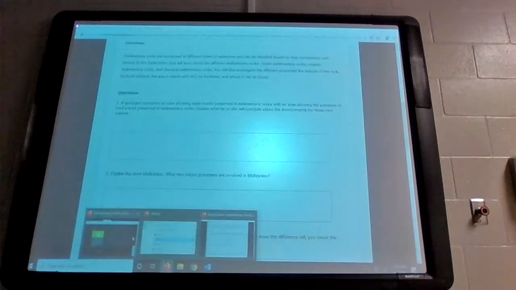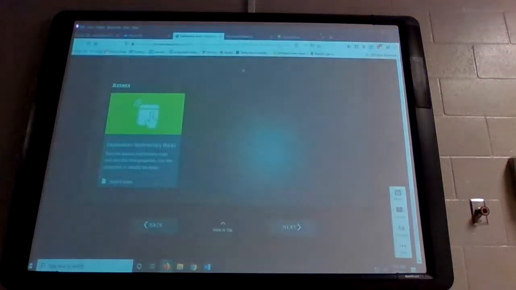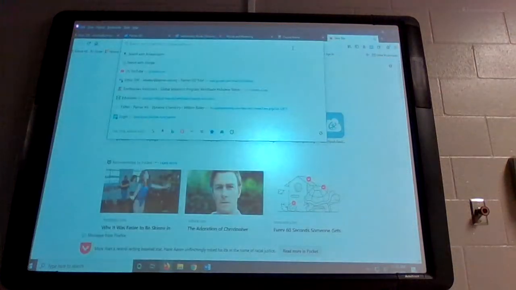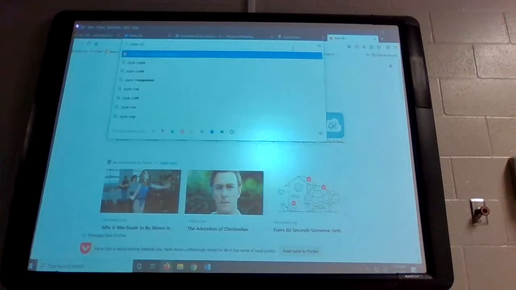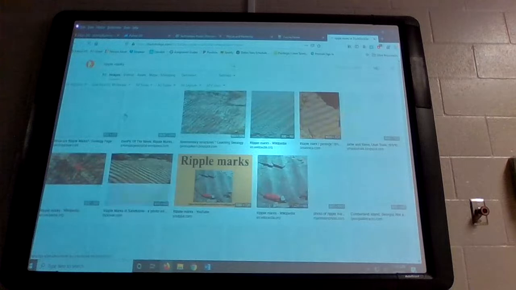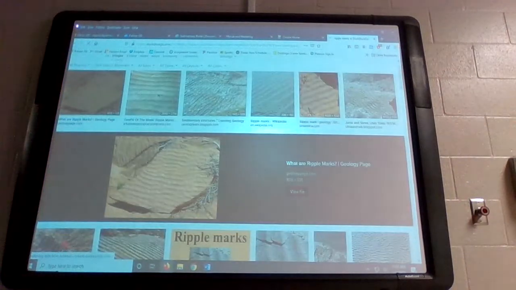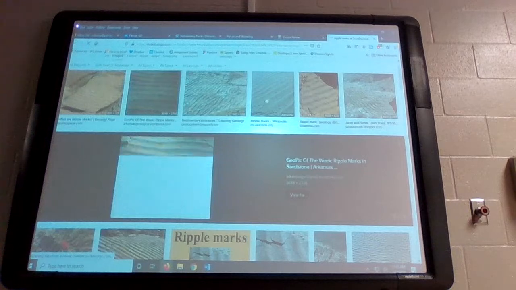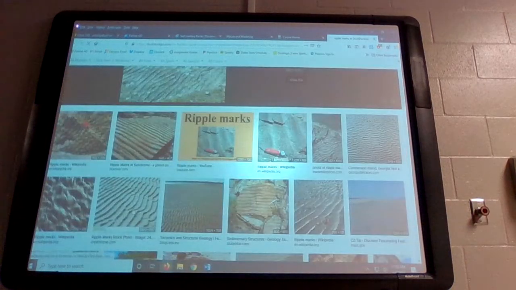Let's see. Ripple marks. Yeah, like this stuff. Like that. Oh, yeah, I've seen that. So what do those ripple marks cause? Like where would you expect to see that?